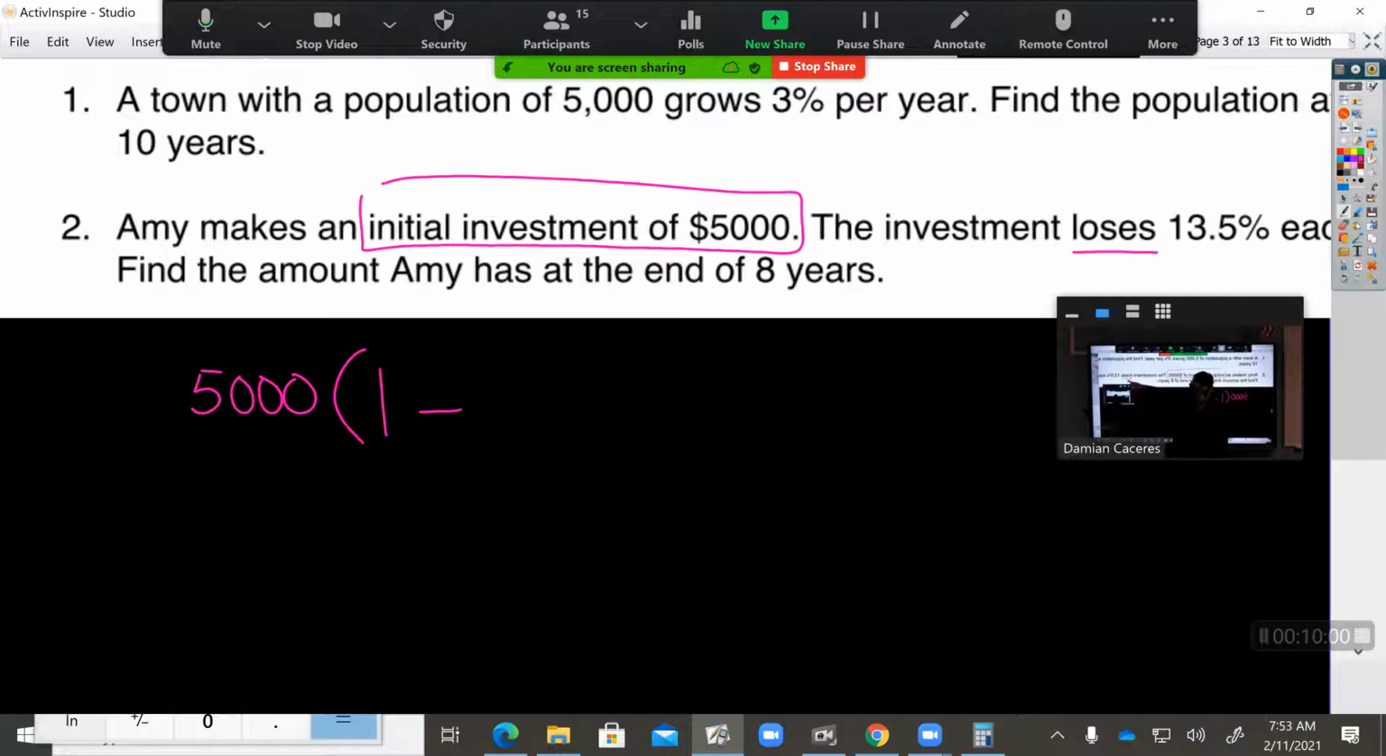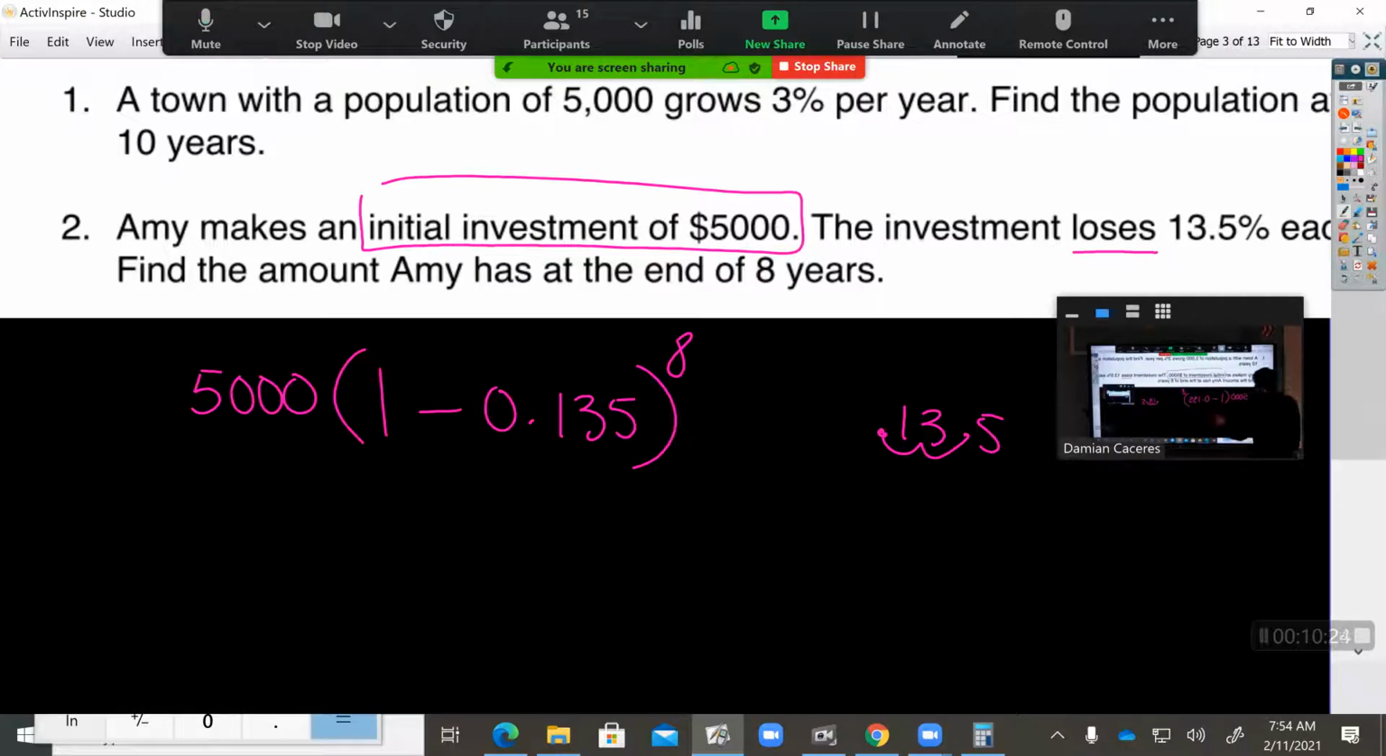To change a decimal to a percent, you have to move the decimal twice. So that's going to be 0.135. And then the exponent is 8 because they want to know how much is going to be the amount after 8 years.